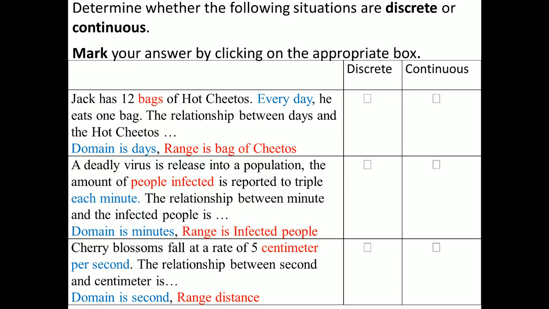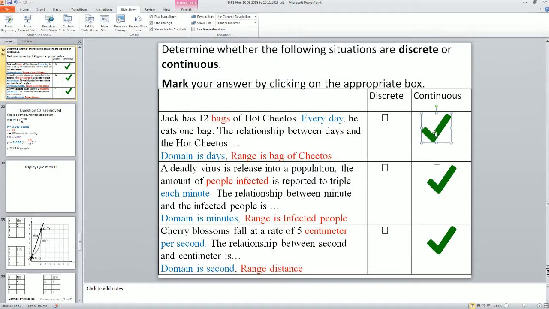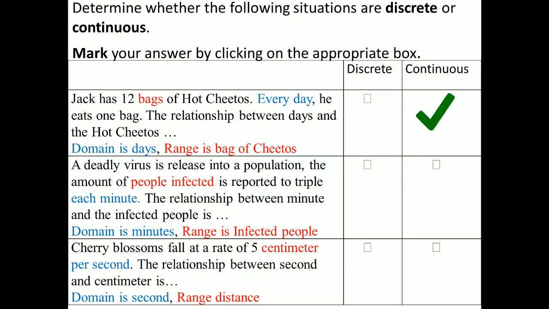Is the domain days? Is days continuous or discrete? It is, oops, that should be continuous, sorry. Right? That should be continuous. Because can you have half of a day? Yes. Can you have a quarter of a day? Yes. It's still a day. Time is continuous in that sense, right? The range is the bags of Cheetos.